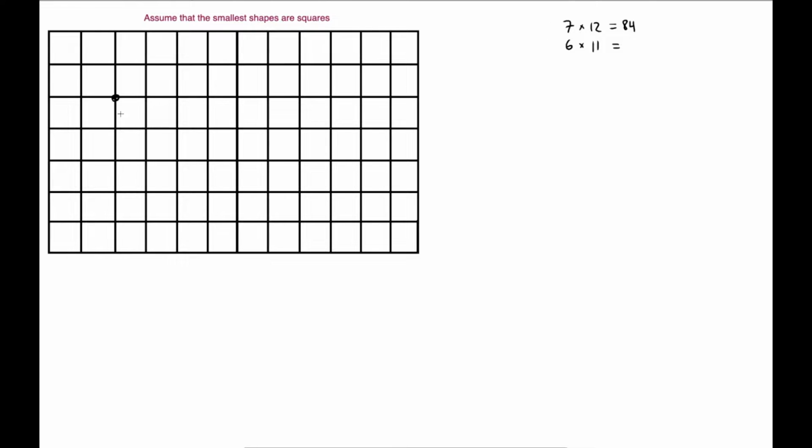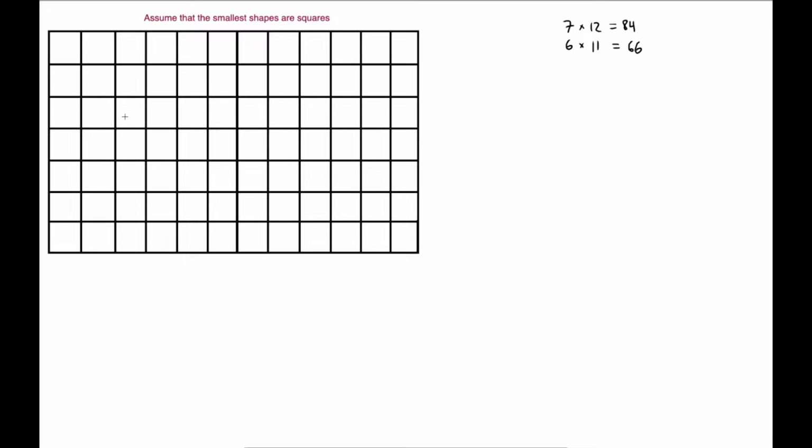So we have only 6 positions down, 1, 2, 3, 4, 5, 6, and only 11 positions across, including this position. And notice that you can multiply the number of positions across and down, just like we did in the other video, to save time. So it's going to be 66 of this size squares.